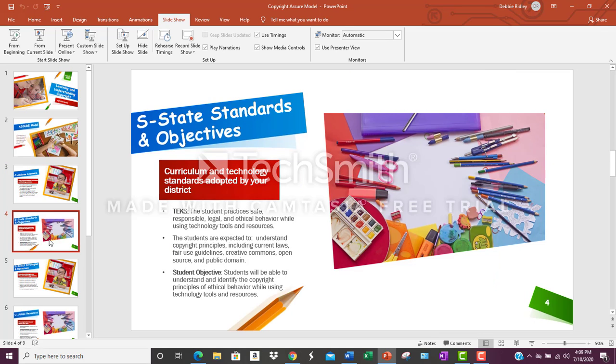S. State standards and objectives. Curriculum technology standards adopted by our district. TEKS. The student practices safe, responsible, legal, and ethical behavior while using technology tools and resources. The students are expected to understand copyright principles, including current laws, fair use guidelines, Creative Commons, open source, and public domain. Students will be able to understand and identify the copyright principles of ethical behavior while using technology tools and resources.